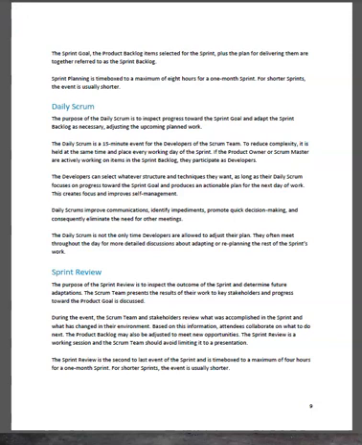Daily Scrum. The purpose of the daily Scrum is to inspect progress toward the sprint goal and adapt the sprint backlog as necessary, adjusting the upcoming planned work. The daily Scrum is a 15-minute event for the developers of the Scrum team. To reduce complexity, it is held at the same time and place every working day of the sprint. If the product owner or Scrum Master are actively working on items in the sprint backlog, they participate as developers.